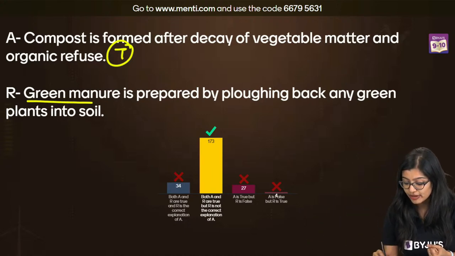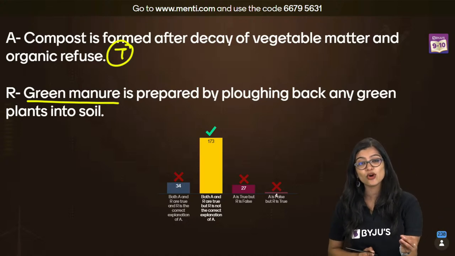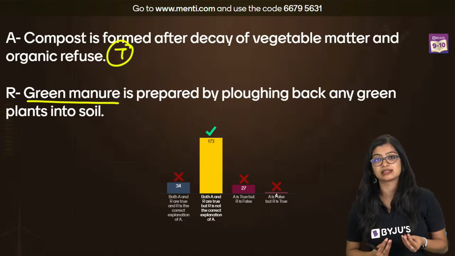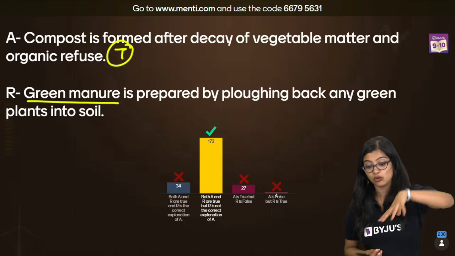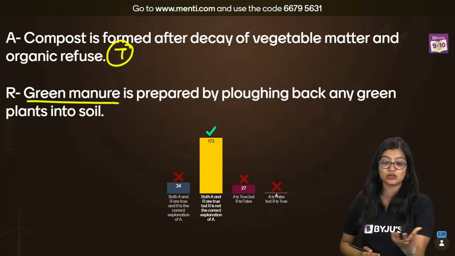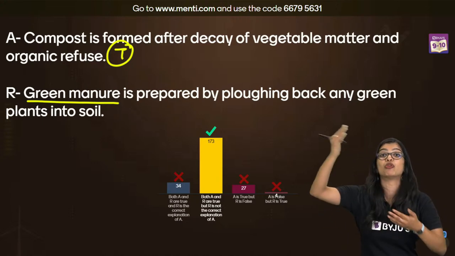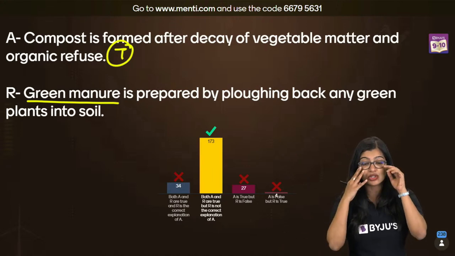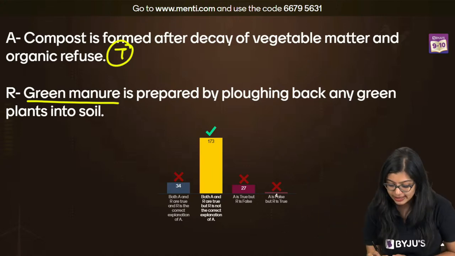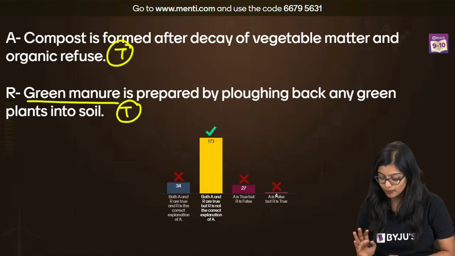But how is this different from green manure? First and foremost, green manure is what we get from plants, right? Now, these plants can be plowed back or put back into the soil so that they can improve the soil fertility, right? So in this case, we see that this statement is true.